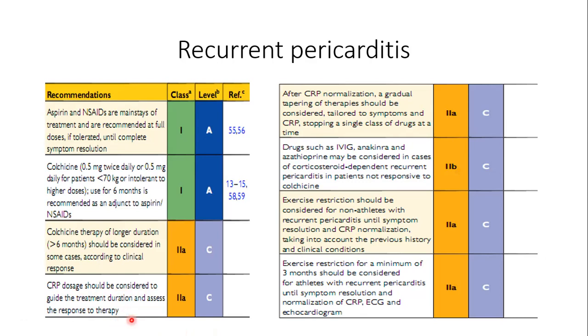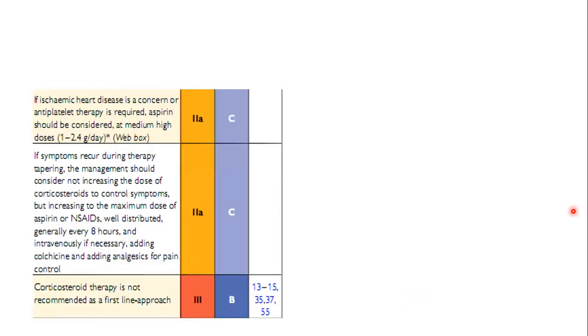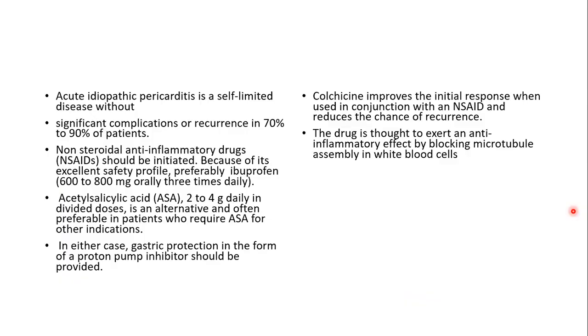CRP should also be considered to guide the treatment duration and assessment of response to therapy. And after the CRP normalizes, a gradual tapering of the therapy should be considered, tailored to symptoms, stopping a single class of drug at a time. A number of the other recommendations are, I think, a mixture of class 2A and 1A, and exercise restriction is also part of what should be done for patients who have recurrent pericarditis. Let me just skip this.